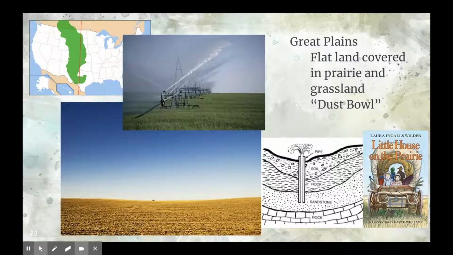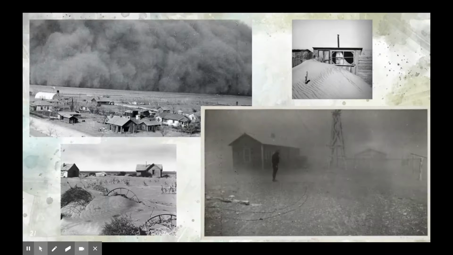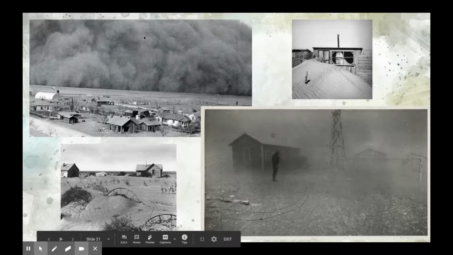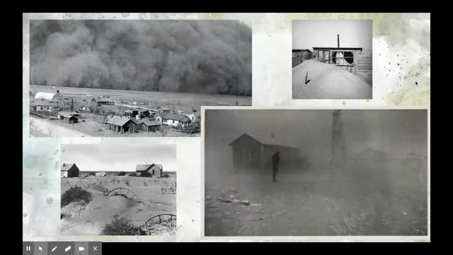The Great Plains, like I said, is over here. They are flat land covered in prairie and grassland, and they are most known for the Dust Bowl. And the Dust Bowl happened in the mid-1900s, and it was a major dust storm that lasted for months. There was dust in the air. Many people died. You couldn't go outside, and it just blew everywhere. Look how crazy that is. So the Great Plains are known for the Dust Bowl.